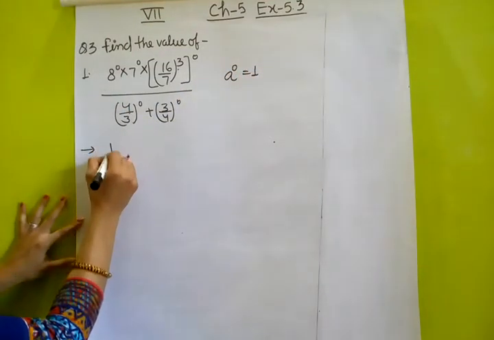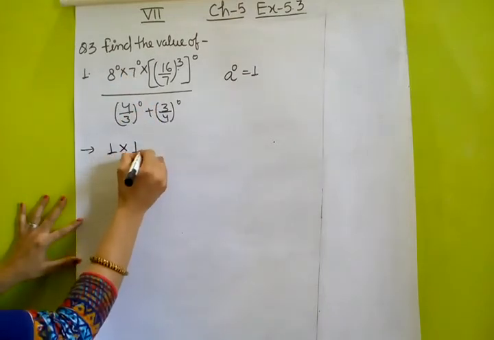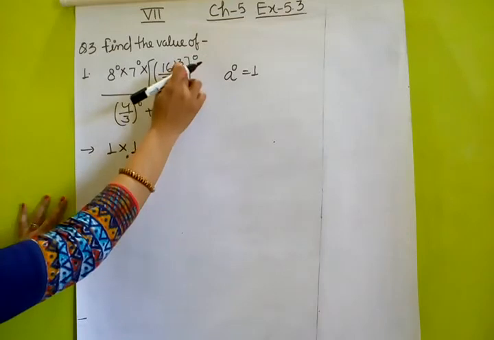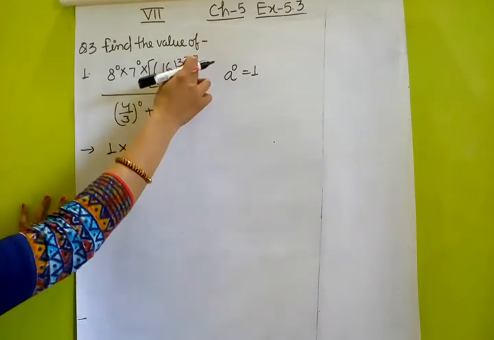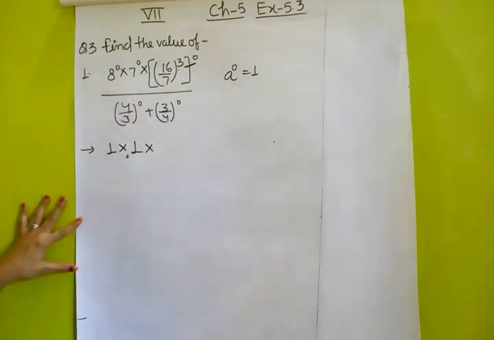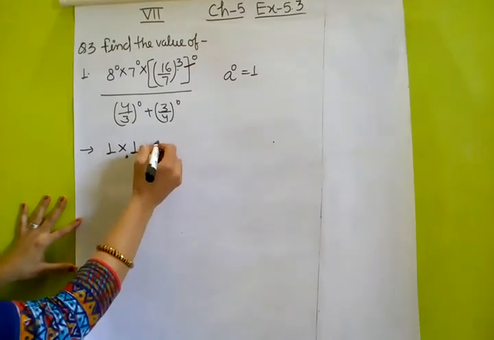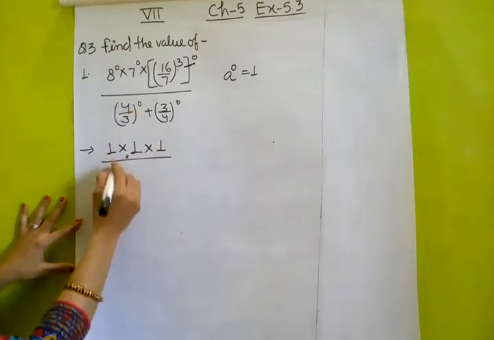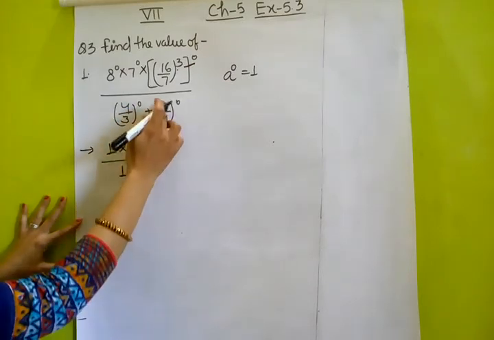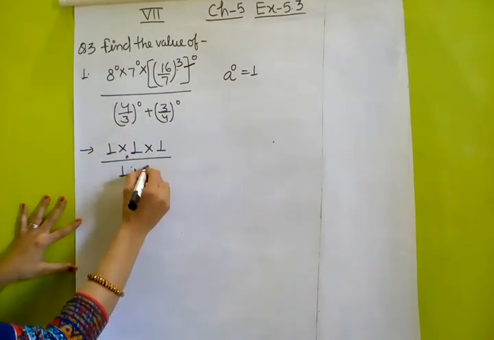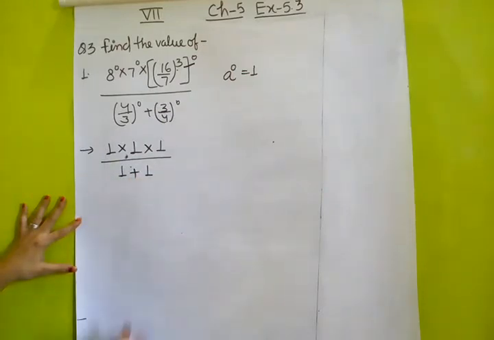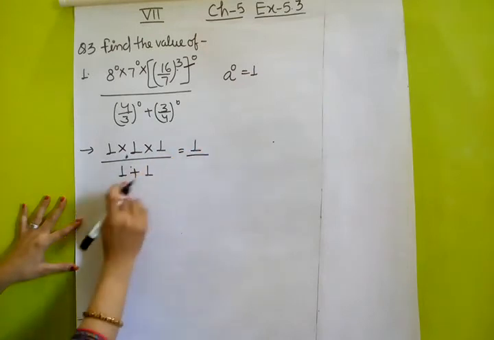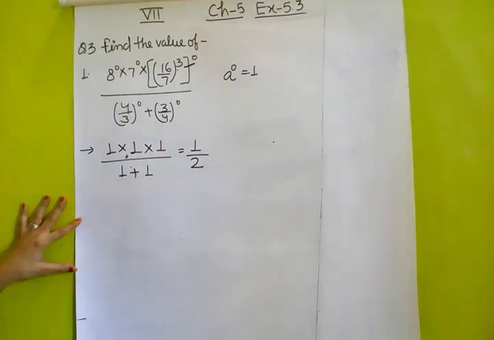So 8 power 0 will be 1, multiply 7 power 0 will be 1, multiply 16 upon 7 power 3, and whole power 0. We will multiply this 3 and 0. It will again be 0. So here also what will come? 1 will come. Downside 4 upon 3 power 0, it means 1, plus 3 upon 4 power 0. It means again 1 will come. Now students, 1 multiply 1 multiply 1 will be 1, and 1 plus 1, students, will be 2.